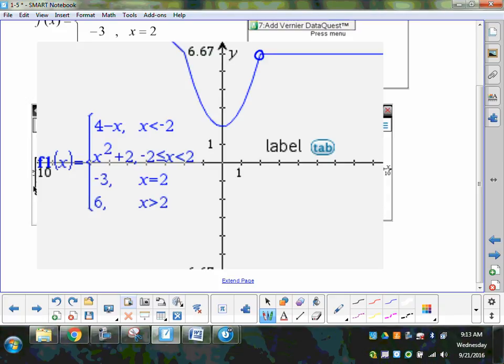There's something else that's missing on this graph. Does anybody see what else would be missing on this graph that you don't see right now?